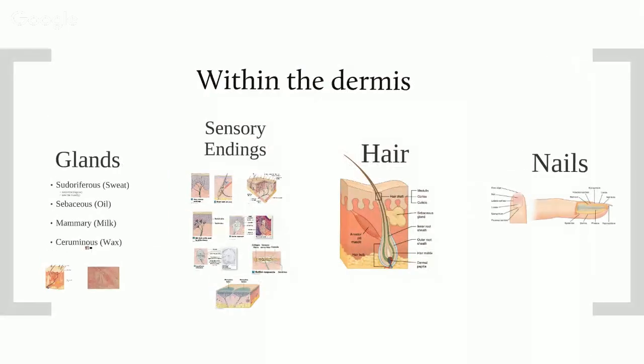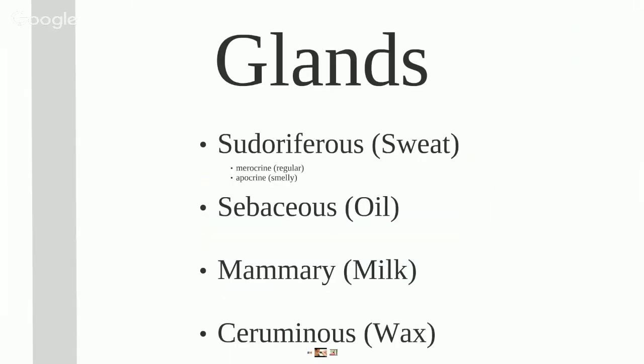Okay, within the dermis, there are some structures that are worth mentioning. I'm just going to very briefly mention them because, again, they're not that crucially important to talk about. The first thing I do want to talk about is somewhat crucially important, which are the different types of glands.